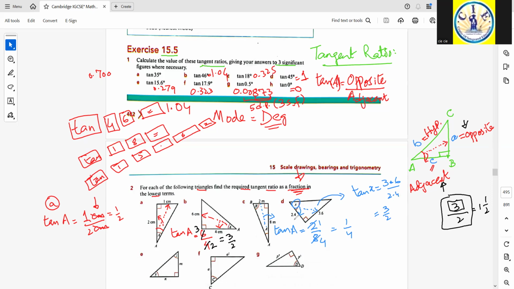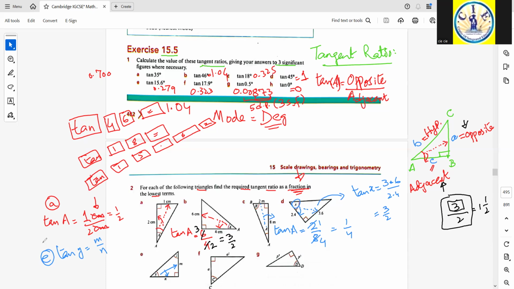And similarly, we can do, for example, for part E now, you see two angles are given. First of all, let me consider it angle Y. So the side opposite to Y angle is M and the side adjacent to it is N. So we can write down tangent of Y is equal to M divided by N.